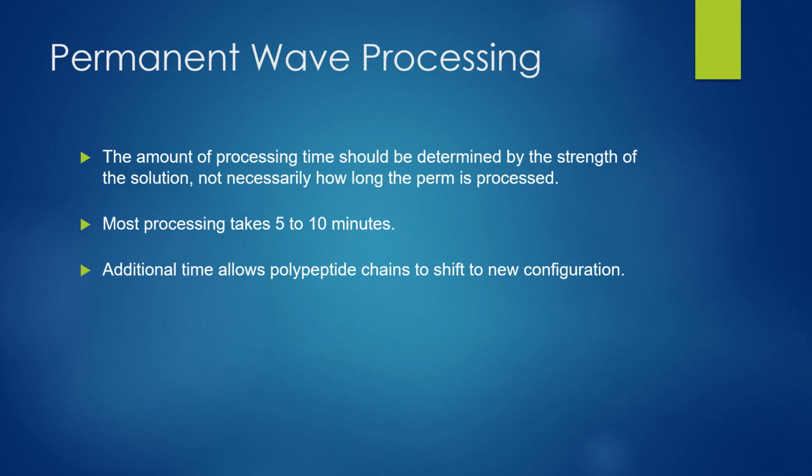Processing a permanent wave. The strength of any permanent wave is based on the concentration of its reducing agent. In turn, the amount of processing is determined by the strength of the permanent wave solution. The amount of processing should be determined by the strength of the solution, not necessarily the perm's processing time. Most processing takes 5 to 10 minutes. Additional time allows polypeptide chains to shift to a new configuration.